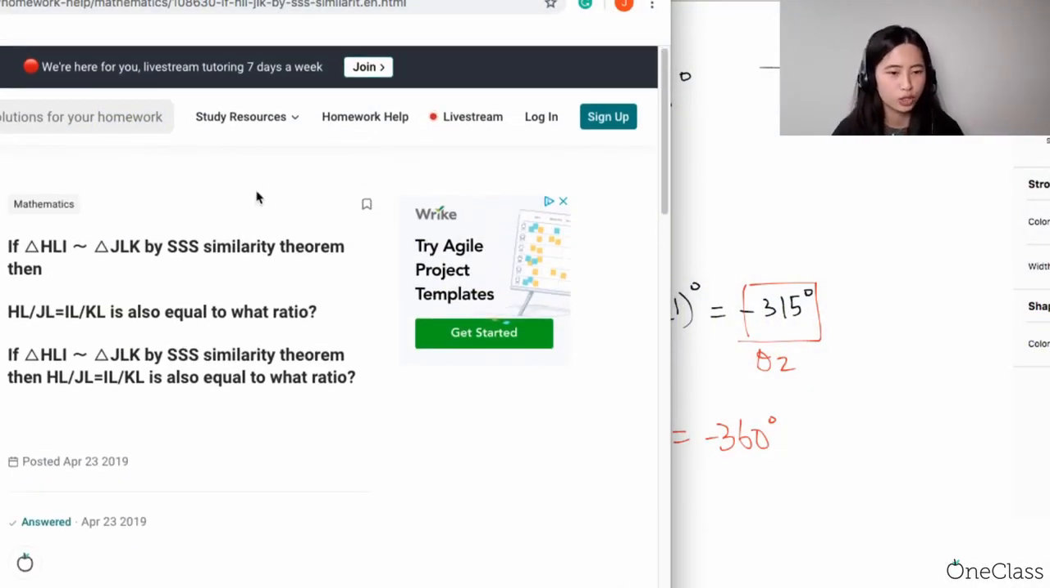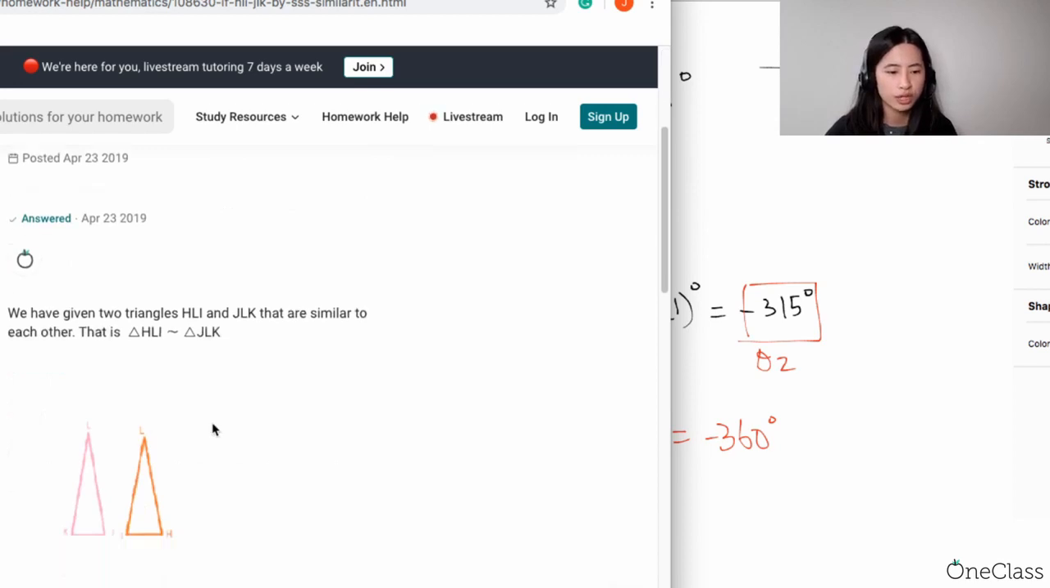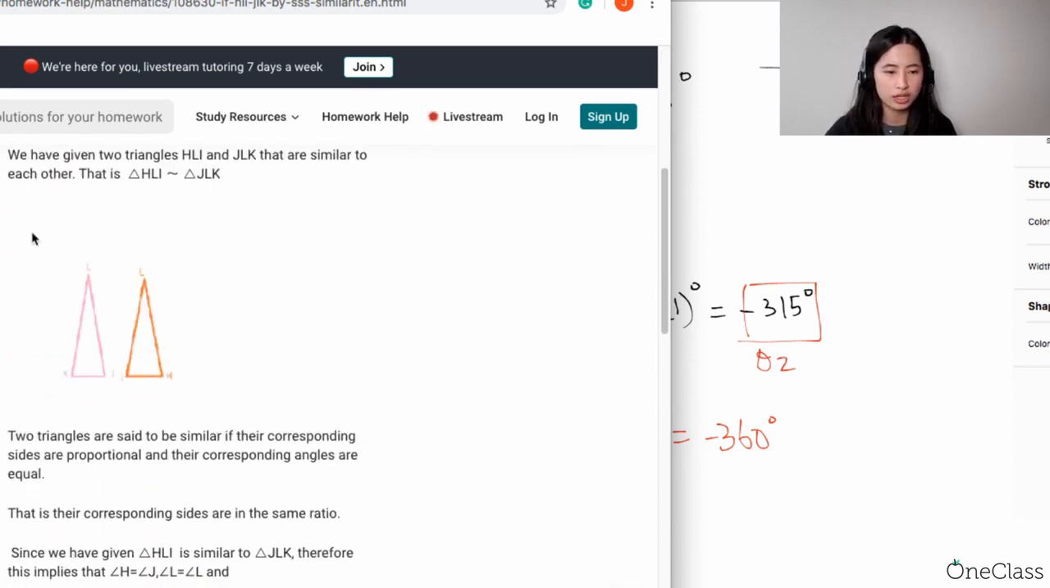Okay, so here we have a geometry question, and we're trying to figure out, so this is HL over JL, which is equal to IL over KL is also equal to what ratio? And for the next question, it says if triangle HLI is similar to triangle JLK by SSS similarity theorem, then HL over JL is equal to IL over KL is also equal to what ratio? Okay, so let's try to draw this triangle.